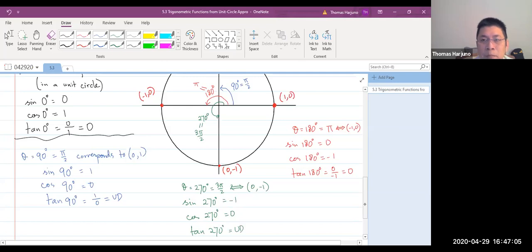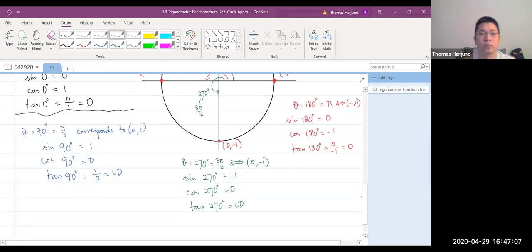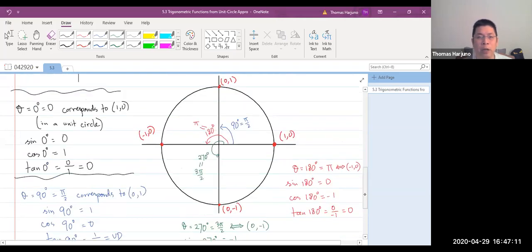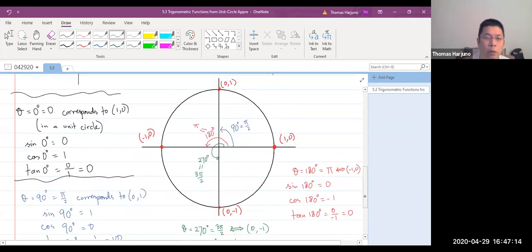Okay. Let me give you some time if you want to copy that down. I think you need to copy that down, but when you memorize, don't memorize from what you copy, but memorize from the unit circle. Okay, what it looks like on the unit circle.